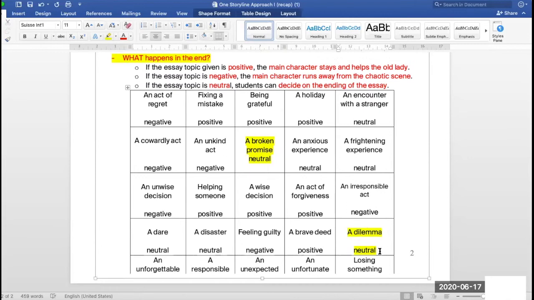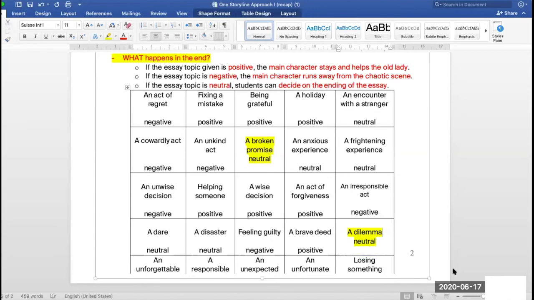So try to make sure that you ponder between both options. If you choose to stay, what will happen? If you choose to leave, what will happen? Try to explain that in detail for this particular essay to be effective. And then over here, losing something precious.